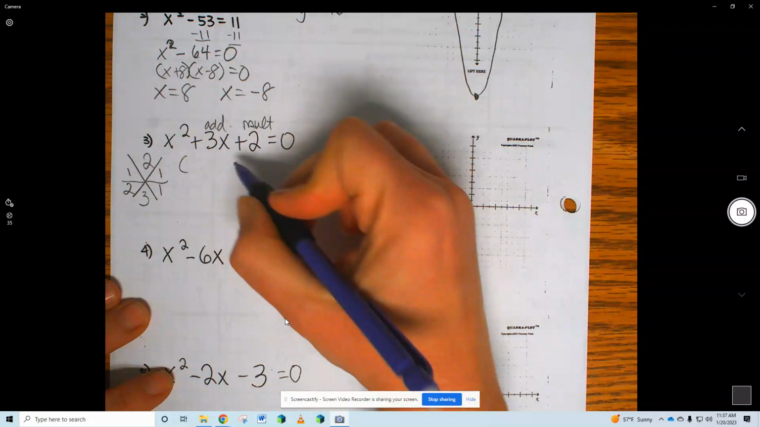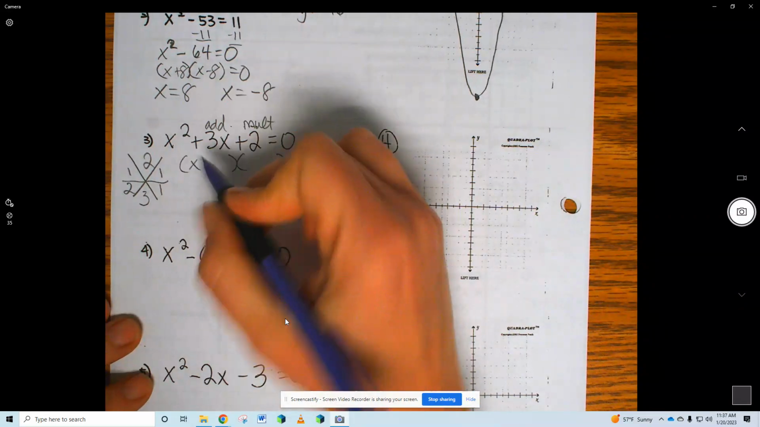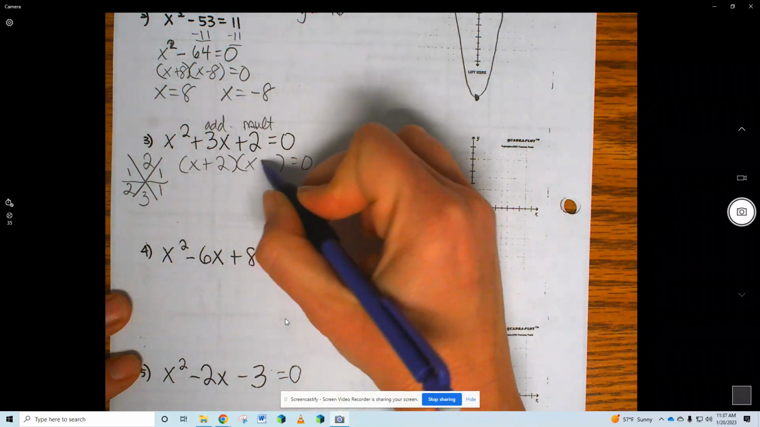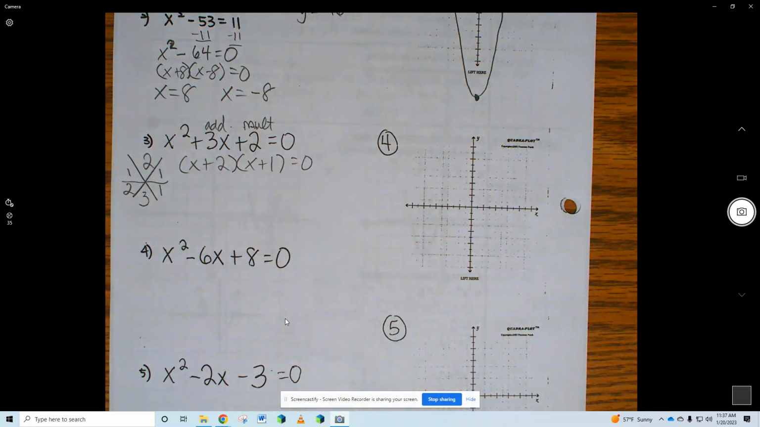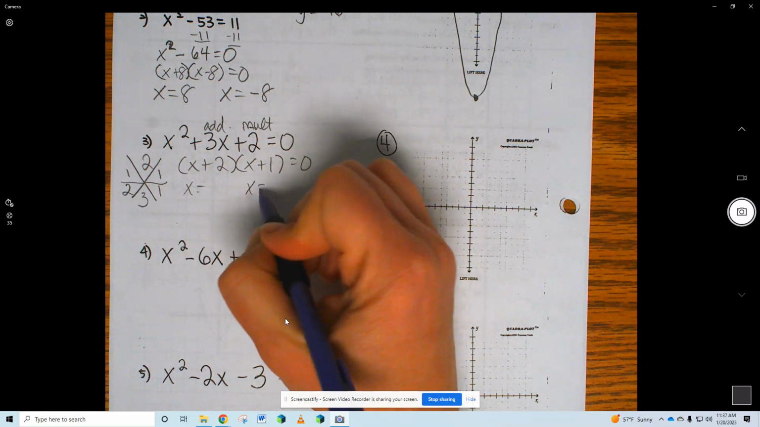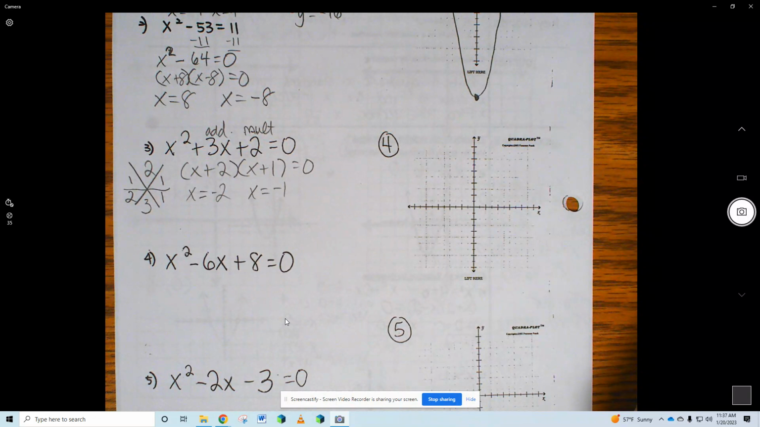2 and 1. Those are my 2 parentheses. x. Are they both positives? Yeah. What are your 2 x-intercepts? No, not 2 and 1. Yeah, negative 2 and negative 1. Now, I'm not graphing these, so that's fine. You can stop there. I just don't have room to graph them all.